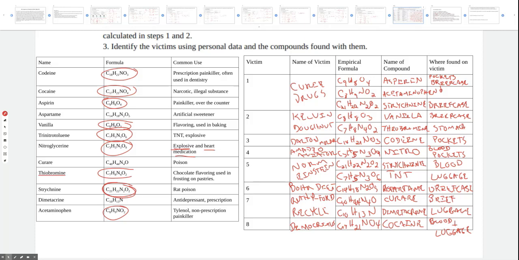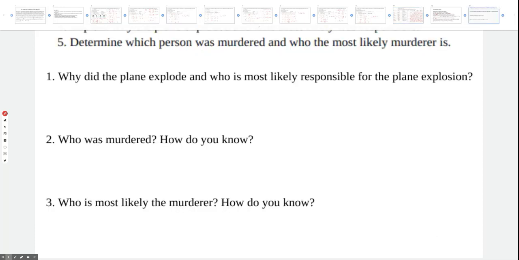All right, so now, final questions. Why did the plane blow up? A bomb made of TNT. Who was most likely to blame? That would be Norm Einstein, because he had the TNT in his luggage.